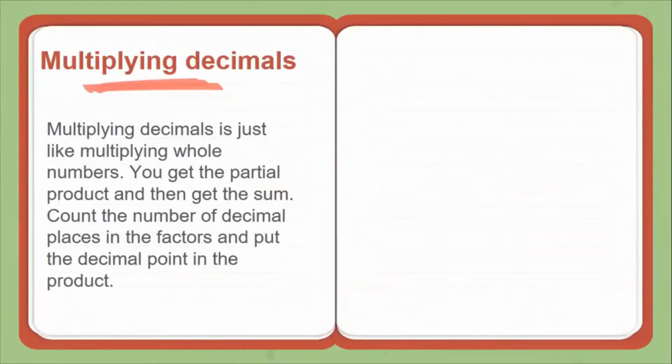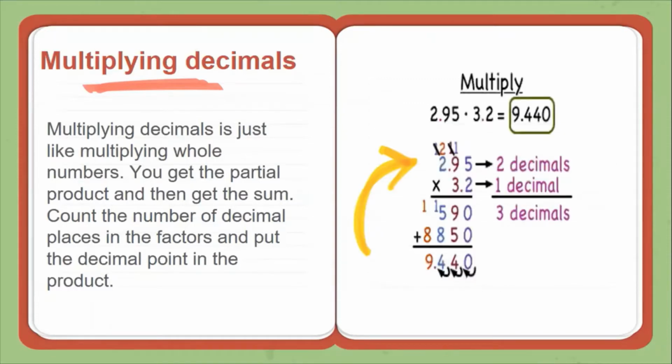In multiplying decimals, to multiply decimals is just like multiplying whole numbers. You get the partial product and then get the sum. Count the number of decimal places in the factors and put the decimal point in our product. Just like, for example, this one. When we multiply, just multiply our factors. It is just like multiplying whole numbers, but the difference is that we need to count our decimal places and put that in our product at the end.